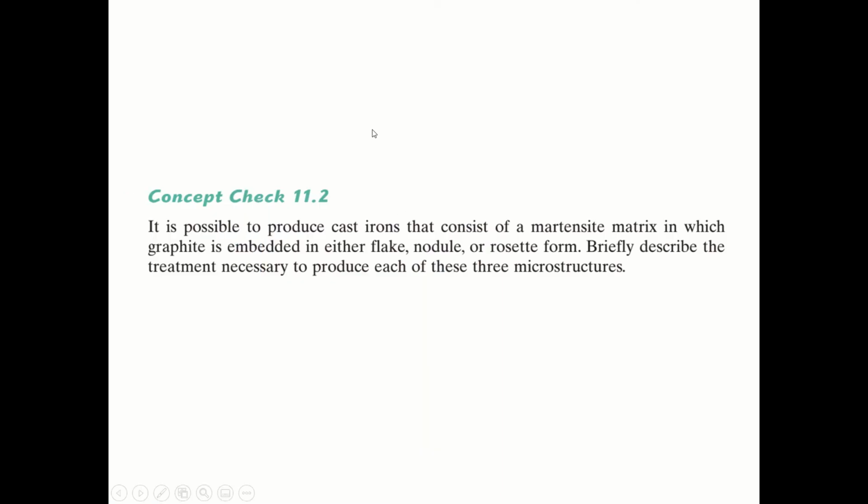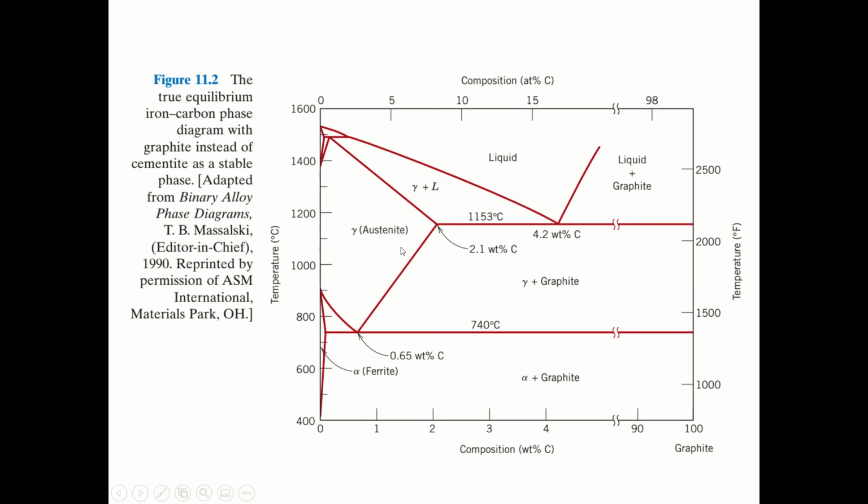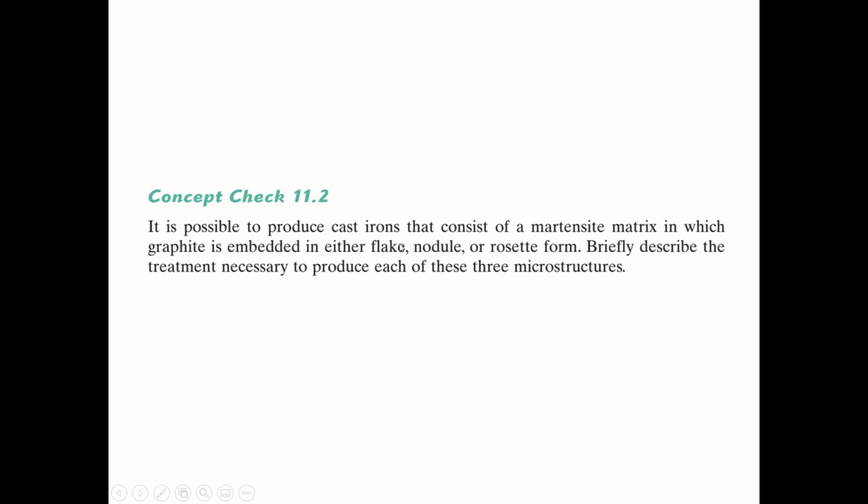So there's also a question in the book. It says here that it is possible to produce cast irons that consist of a martensite matrix in which graphite is embedded in either flake, nodule, or rosette form. Briefly describe the treatment necessary to produce each of these microstructures. So how do you produce a cast iron with either flake, nodule, or rosette form? We're going to understand this one using our phase diagram. The phase diagram here shows how we're going to produce cast iron with flake, nodule, and rosette form.